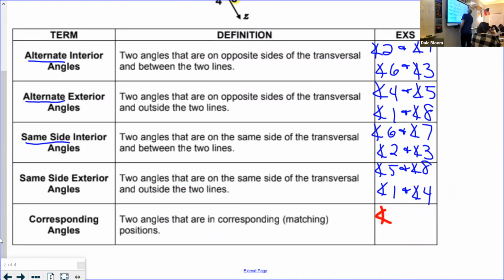Angle one and angle three, was that one of the first ones? It's an example of corresponding angles. And the angles match by the position of those intersecting lines. All right? Questions on that?